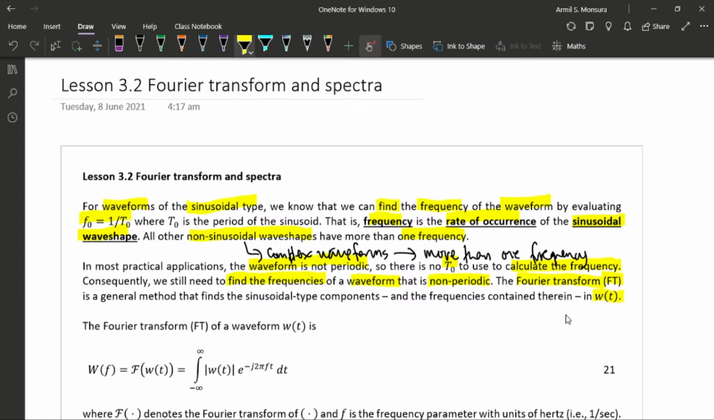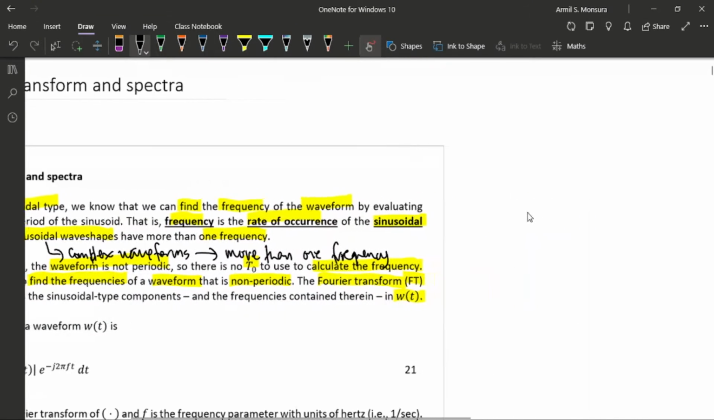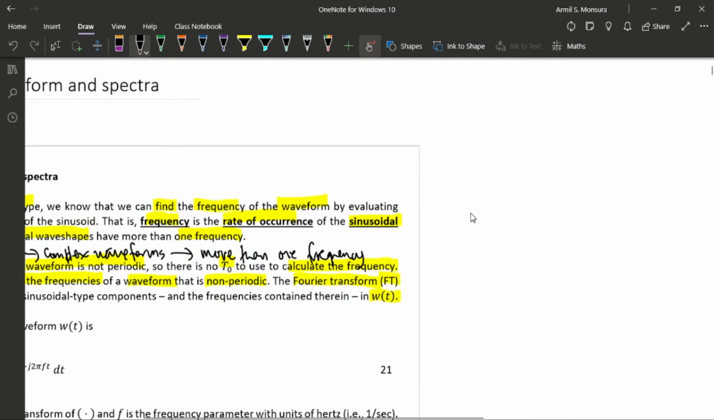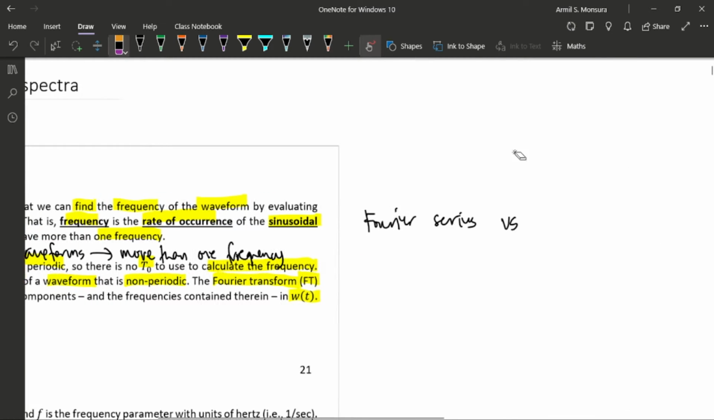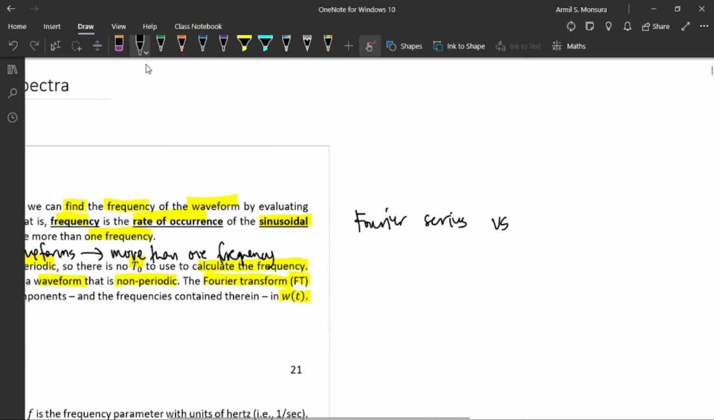If you might have been wondering what the difference is, you have already studied this topic in another course, for example in advanced engineering mathematics or in signal processing. It would be worthwhile to recall where we use the Fourier series and where we use the Fourier transform. When do we use the Fourier series and when do we use the Fourier transform as a tool?